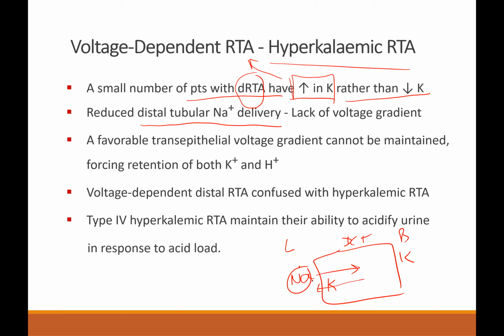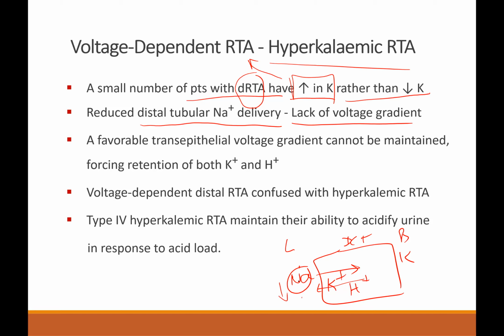Potassium is waiting on the other side of the membrane, and hyperkalemia in the blood results because of poor presentation of distal tubular sodium delivery. That is lack of voltage gradient. What are the causes why sodium is coming into the DCT less? Because a favorable transepithelial voltage gradient cannot be maintained, forcing retention of both K and H, sodium being very low here in the tubular lumen.